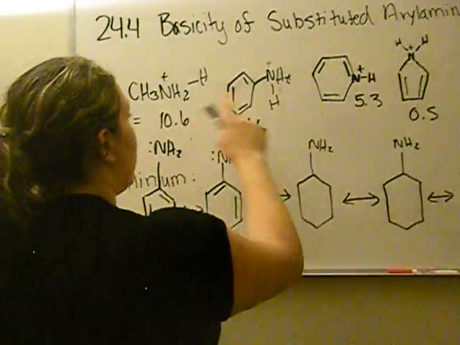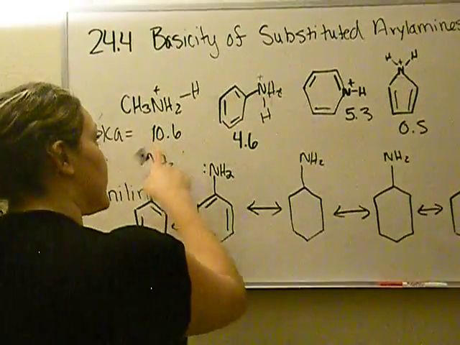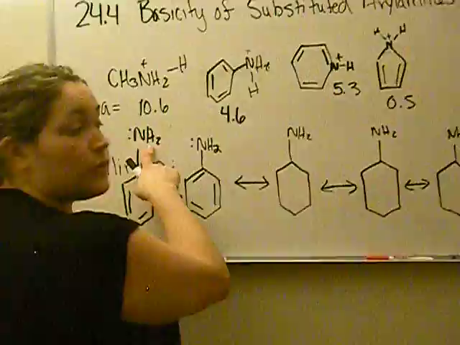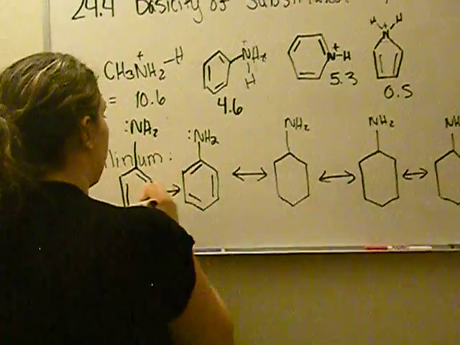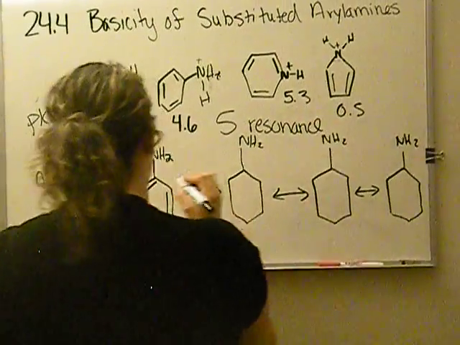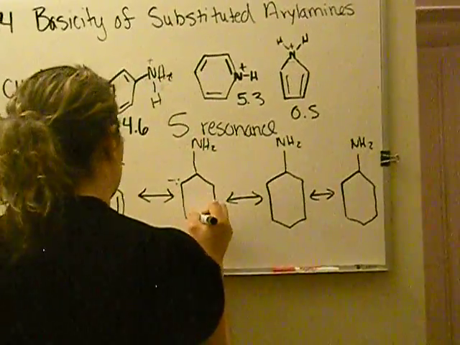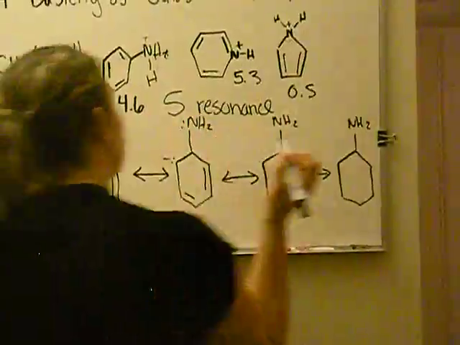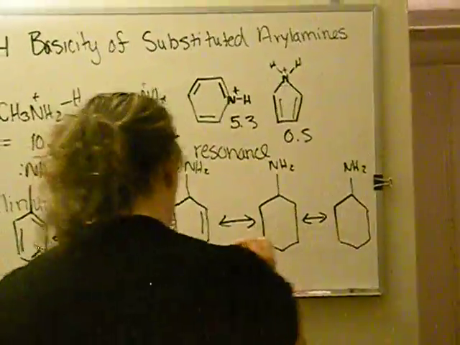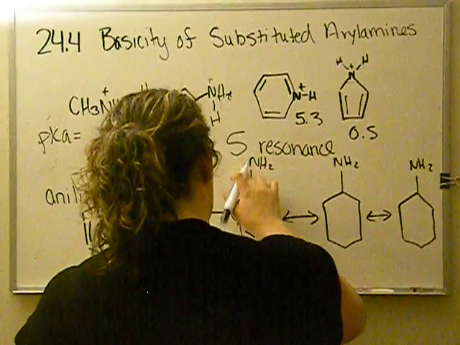Alright, right here. The reason why this one is far less basic than this one is if you look down here, when it loses its hydrogen and it becomes neutral, it has 5 resonance structures. So how you do that is you go like this. And then here, you would go like this. Sorry, right here. Actually, I left that out. You wouldn't have this, and it would be positive.